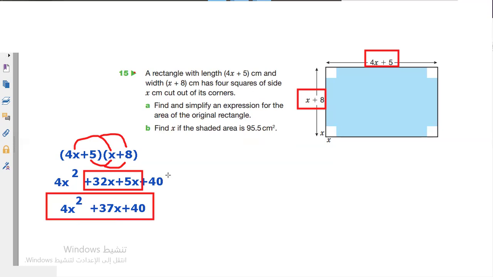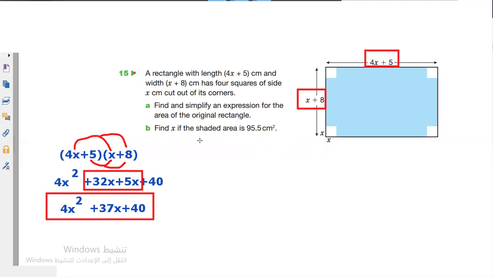So focus on multiplying and expanding because it's very important. And if you have a single mistake, it will change the whole thing, okay? Now, this is the area of the rectangle. Question B, find x if the shaded area is 95.5 centimeters squared.